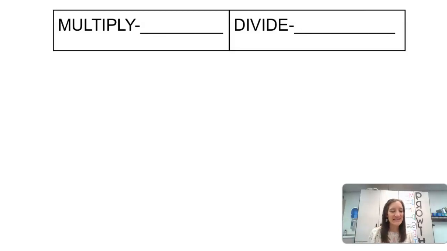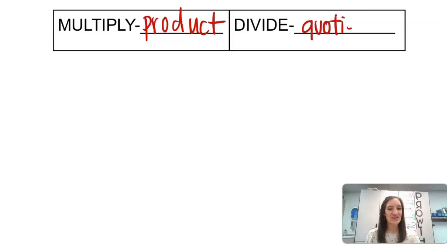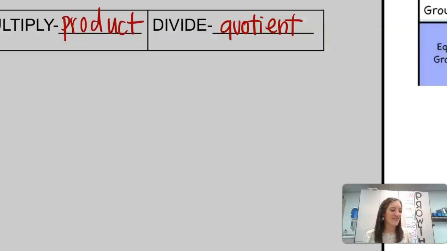Probably the biggest key that I can give you, the biggest clue, is that if it says product, you will multiply. If you see the word quotient, you are going to divide. Those are the two biggest keywords for multiply and divide when you're out in the real world. So memorize those. It's going to make your life easier.